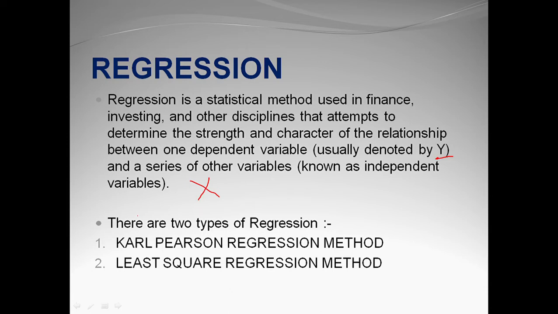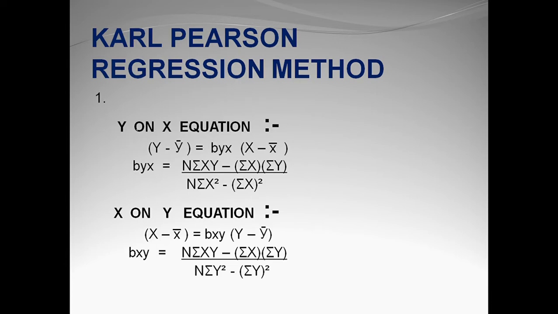So, there are two types of regression. That is, the first one is Karl-Pearson regression method and the second one is least square regression method. Karl-Pearson regression method. Now, in Karl-Pearson regression method, we have to formulate some equations. The first equation is y on x equation, and the second one is x on y equation.